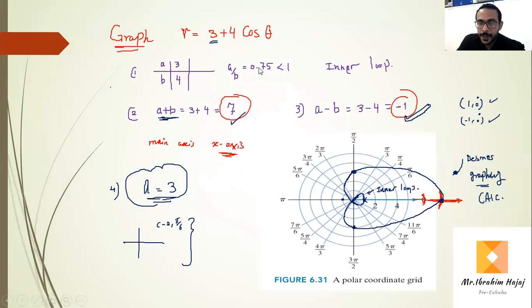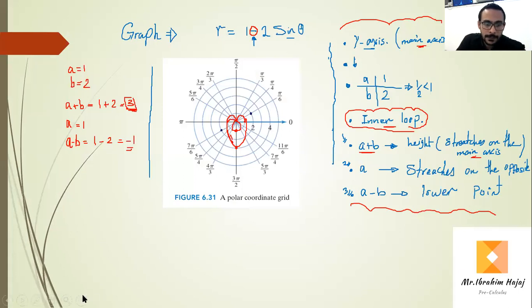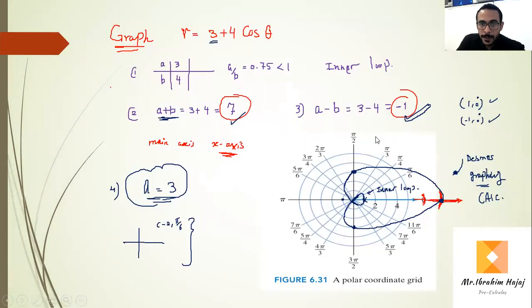3 plus 4 cosine theta. Yes? Question. Sorry, but my question: can we use mode 7 on the calculator with radians? Yes, but it's going to take a long time to start with pi over 6, pi over 4, pi over 3, 2 pi over 3, and so on, and then plot the points. It gives you the same shape, but this one is an informal graph. This way gives you the graph quickly and simply by adding a and b, a minus b, and a, and dividing to know whether the shape is an inner loop or not.